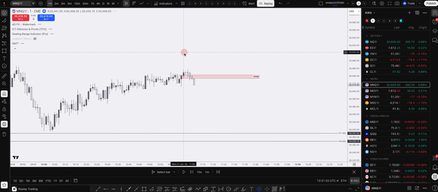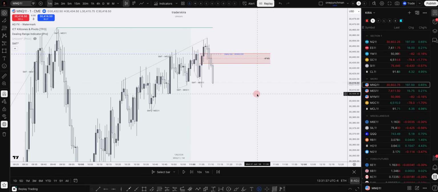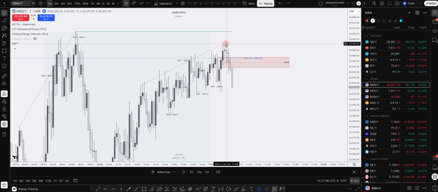Let's go back to the 1 minute. So in this setup, what I did was I told myself, if the SMT is there, I'm going to take this trade. I said, I'll take the chance of this trade. If the SMT is not there, I'm not going to do it. But this is very similar to this.